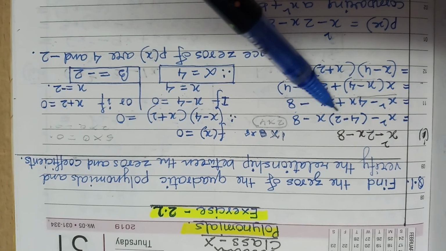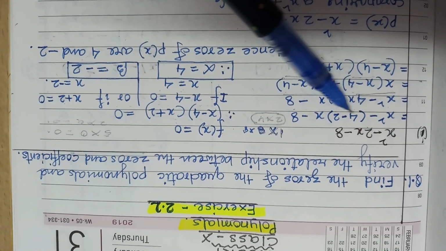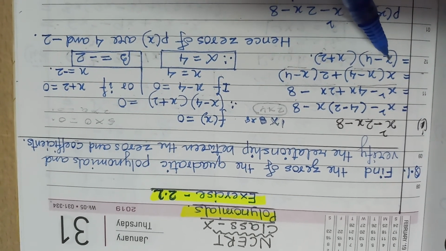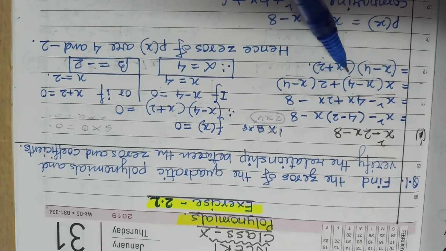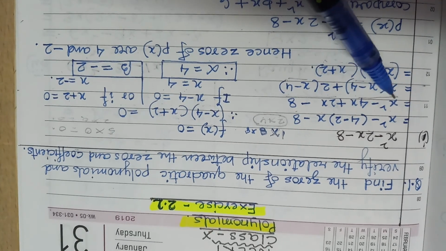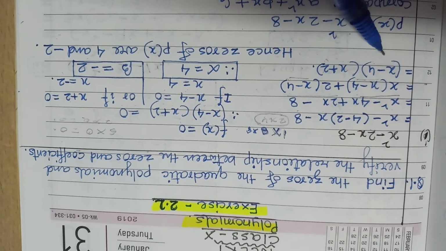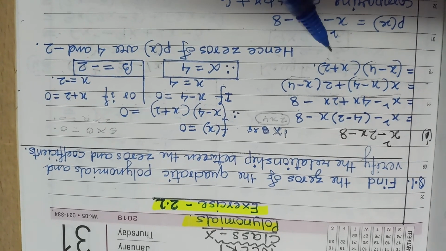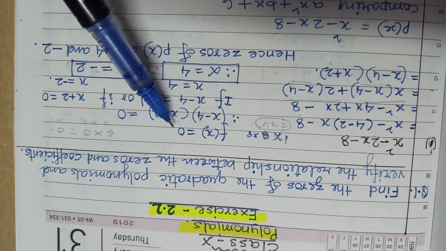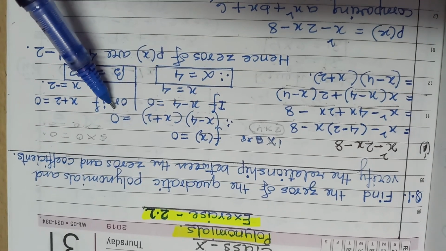So 4 minus 2 into x. So it is x square minus 4x, and minus minus plus 2x minus 8. So x is common: x into x minus 4 plus 2 into x minus 4. You take common 2 here and take common x here. Now x minus 4, x minus 4 is common, so take it as a common factor. Now x plus 2. Now factor of x is equal to 0. So x minus 4 and x plus 2 is equal to 0.